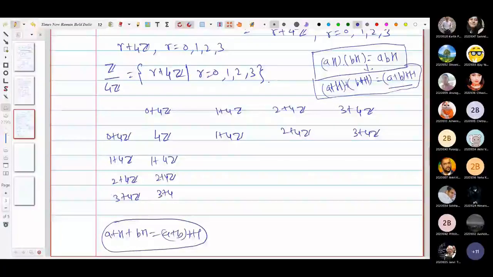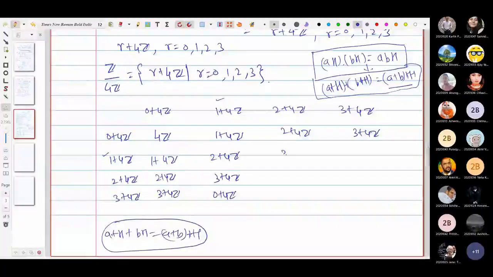Okay, 3 plus 4z. So we have one row and one column. So now we can operate these two. So 1 plus 1, 2, 2 plus 4z, and then we have 3 plus 4z, and then 3 plus 1, 4 plus 4z, and 0 plus 4z.